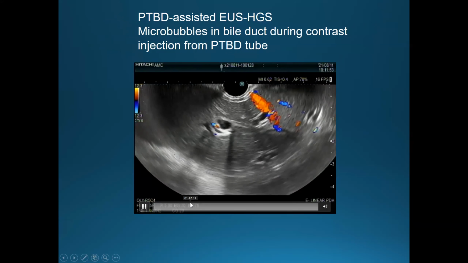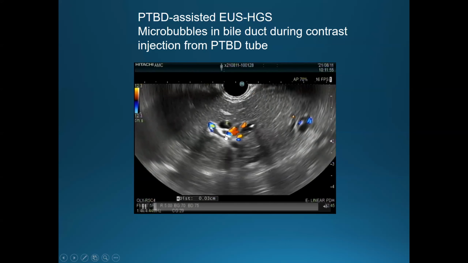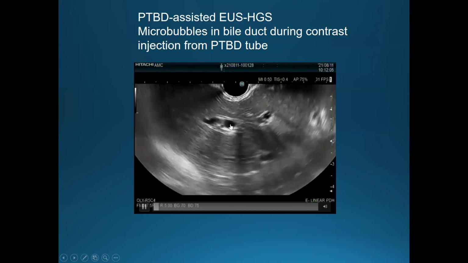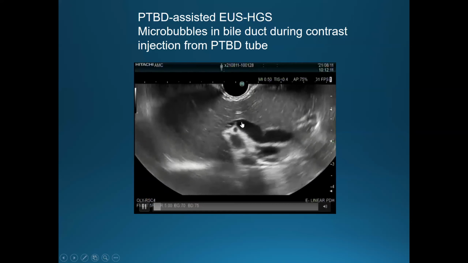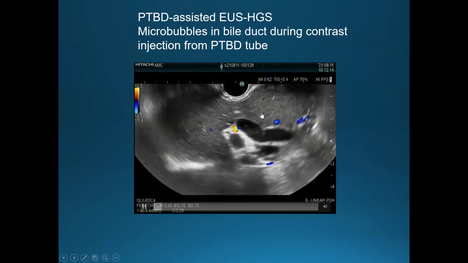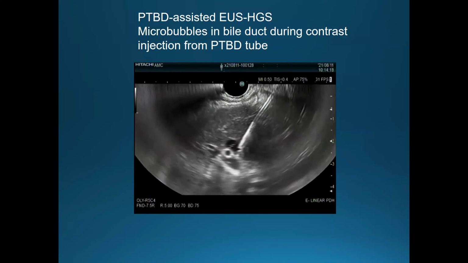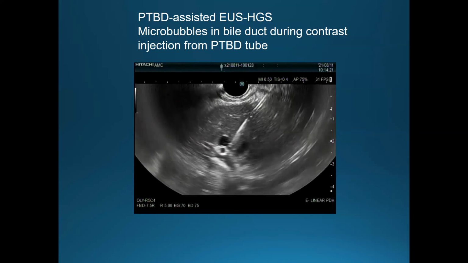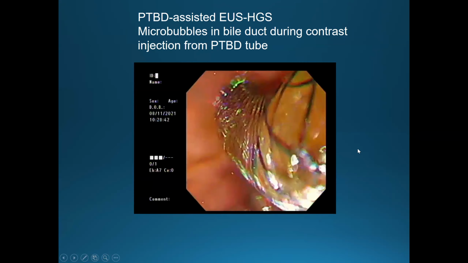For this patient, as I mentioned, with PTBD-assisted EUS-HGS, when you inject contrast through the PTBD tube, there are micro bubbles inside the bile duct. We can perform the puncture at that site. Here is some bubble after contrast injection, and we can choose the best access point for PTBD-assisted HGS here. It is a very comfortable procedure because even if EUS-HGS fails, this patient already has the PTBD tube. So finally we performed the stent here.